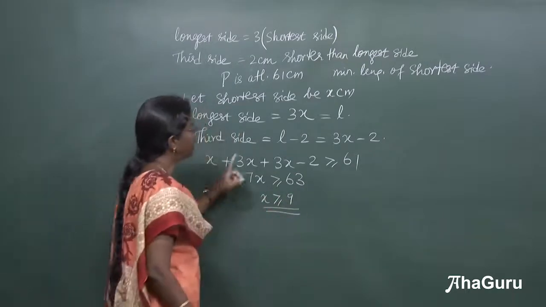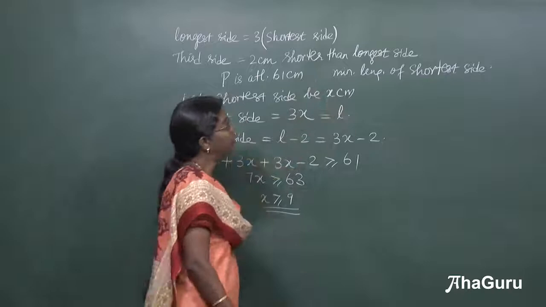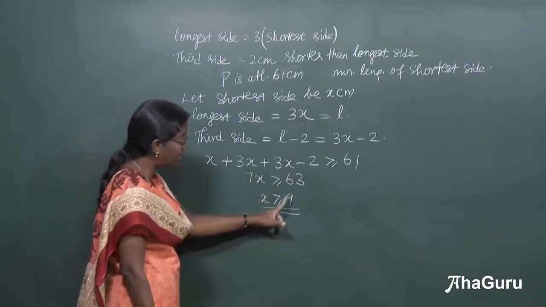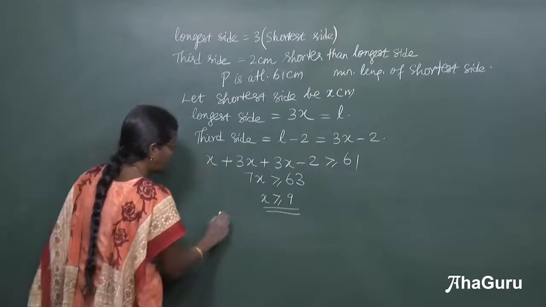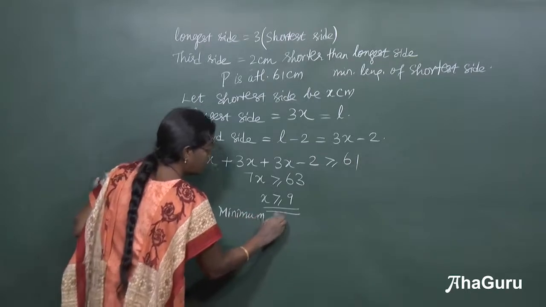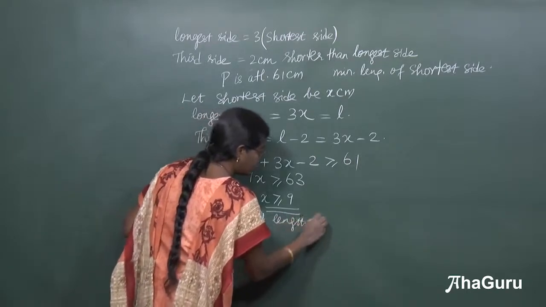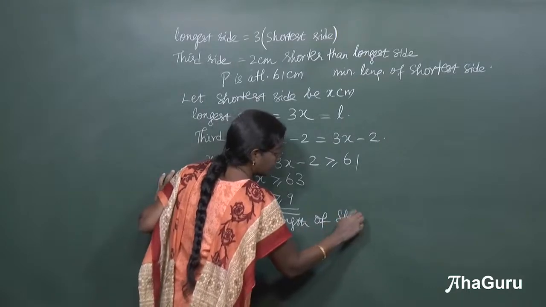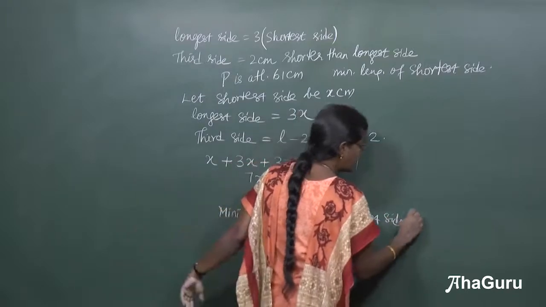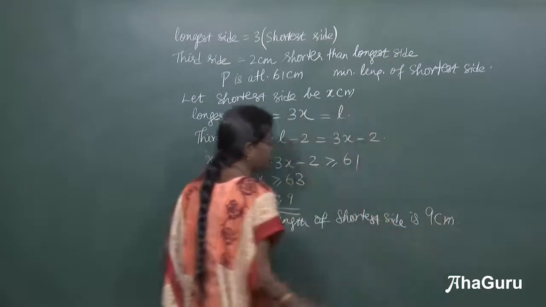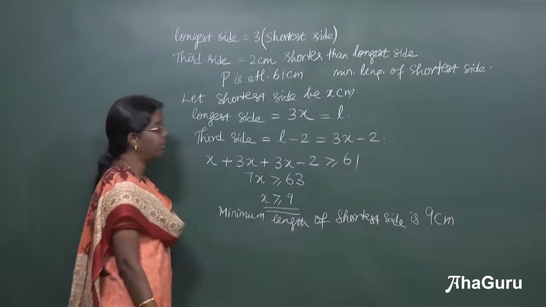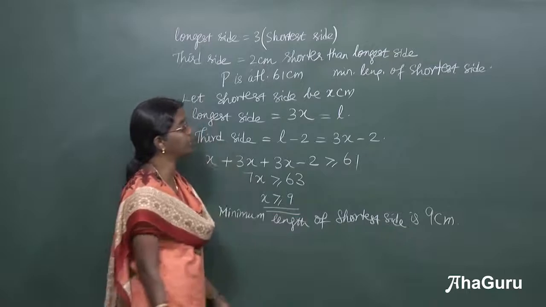The question was only that, find the minimum length of the shortest side. The shortest side should be greater than or equal to 9, so the minimum length of the shortest side is 9 centimeter. We have got the shorter side to be greater than or equal to 9, so automatically the minimum length should be equal to 9 centimeter.